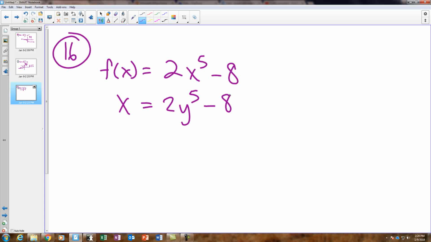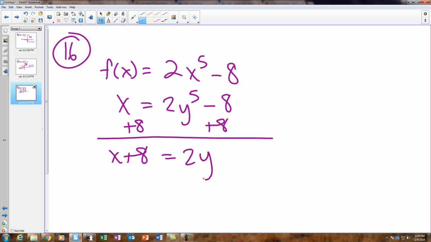We always move the easiest stuff first. Go back to elementary school first and work your way up to high school. What's the easiest thing to move? Minus 8. Adding is something we learned about back in kindergarten. We can manage that. x plus 8 equals 2y to the 5th. What's the next type of math that you learned about as you worked your way up through elementary school? Multiplication and division. So we are going to divide by 2.